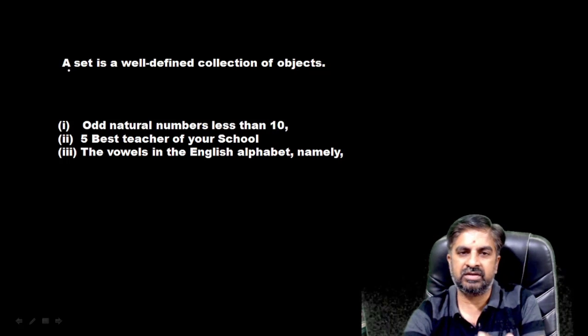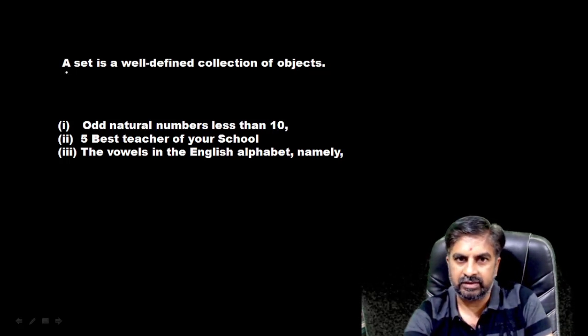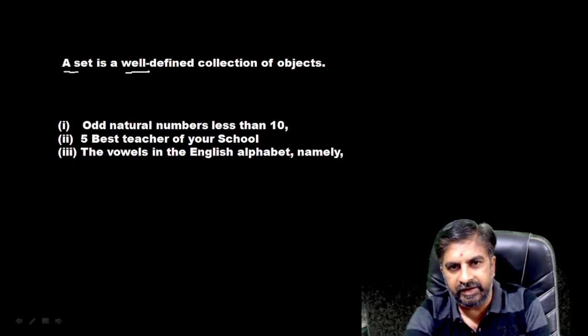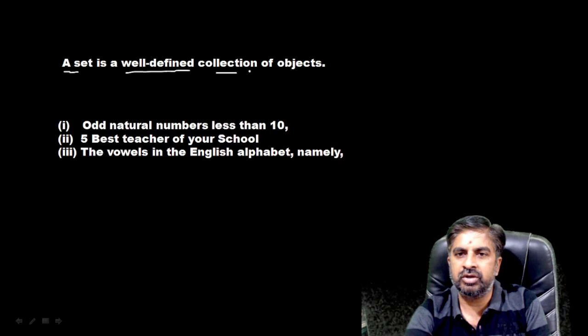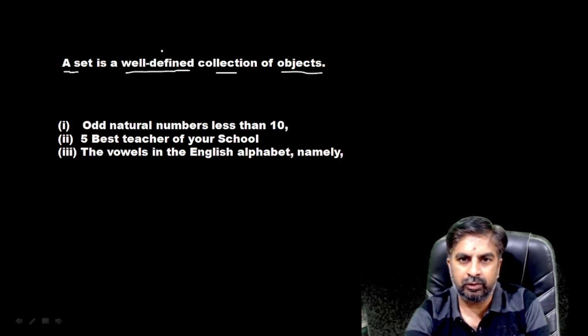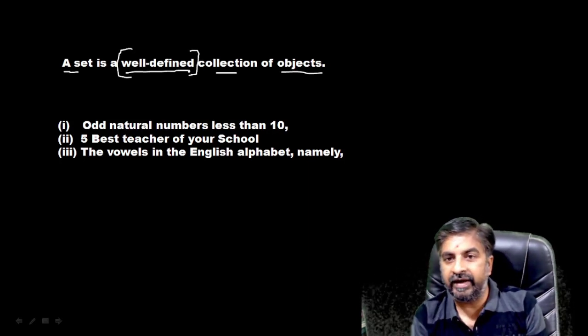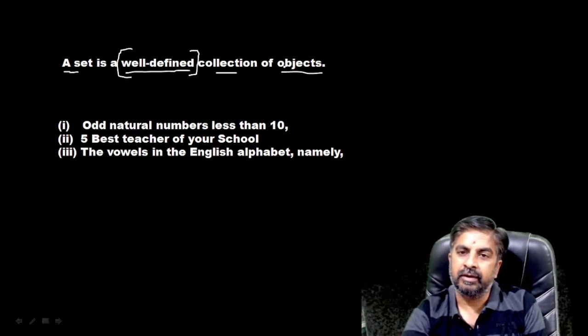What is a set? The first thing we are going to study is what a set is. This is the definition given inside your textbook. A set is a well-defined collection of objects. You need to understand what well-defined means. It is not just any collection. A well-defined collection of objects is called a set.